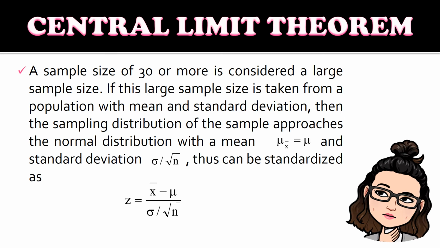A sample size of 30 or more is considered a large sample size. If this large sample is taken from a population with mean and standard deviation, then the sampling distribution of the sample mean approaches the normal distribution with the mean equal to the population mean and the standard deviation divided by the square root of n. It can be standardized with the formula z equals x minus the mean, divided by the standard deviation divided by the square root of n.